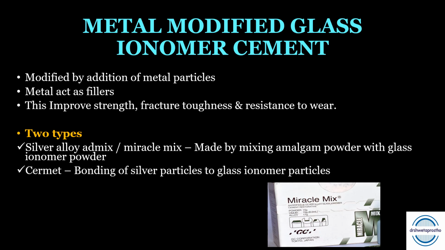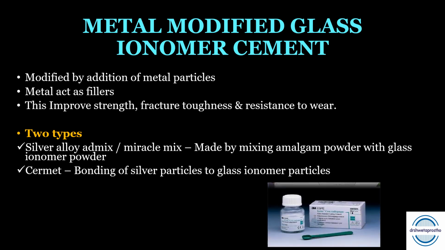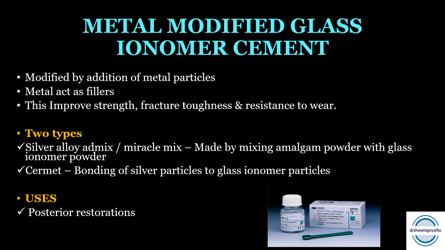And second is the cermet. In this, the silver particles are bonded to the glass ionomer particles by fusion through high temperature sintering. It is also called Ketac Silver. Now coming to the uses, they are basically used for class 1 cavities in the posteriors, and they are also used for core buildups of grossly disrupted teeth.